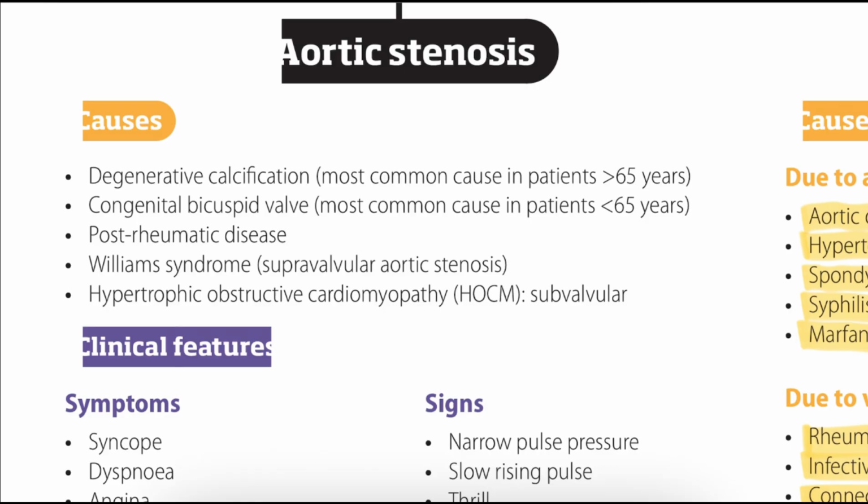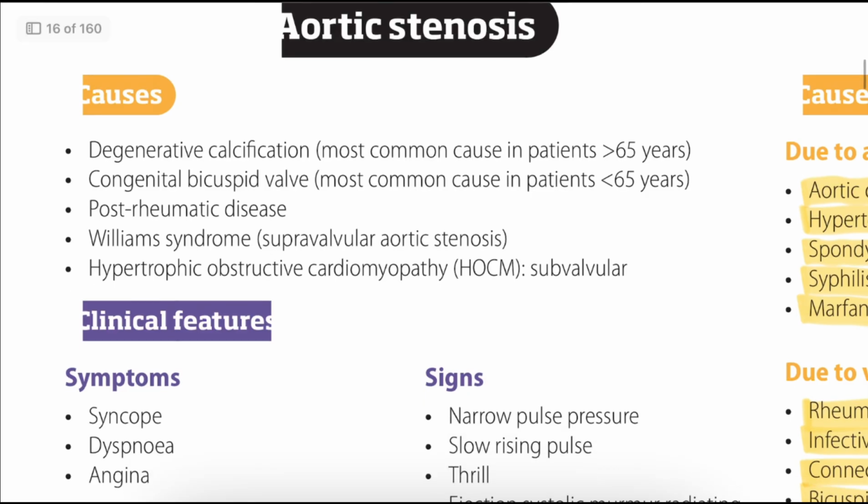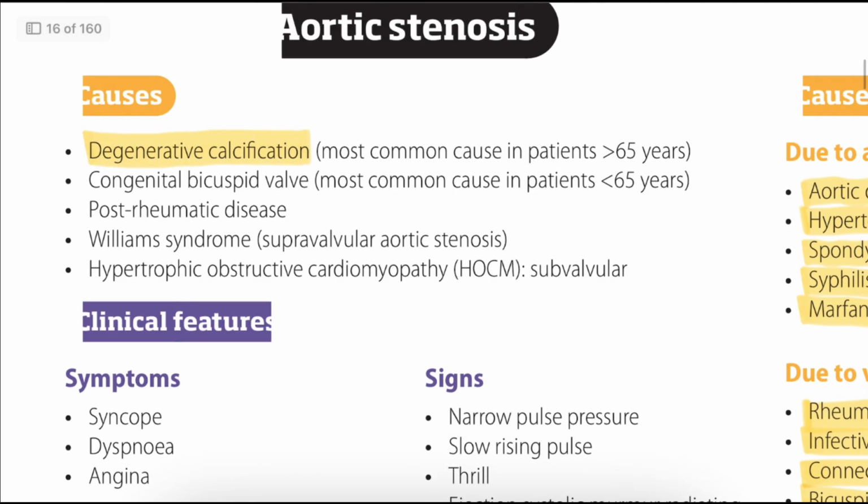Stenosis means narrowing of the aortic valve, causing obstruction of blood flow from the left ventricle to the aorta during systole. Some causes of aortic stenosis: degenerative calcification, the most common cause in patients greater than 65 years. Next, congenital bicuspid valve in younger patients, less than 65 years old. You can also see post-traumatic disease or Williams syndrome, supravalvular aortic stenosis, or hypertrophic obstructive cardiomyopathy also can cause aortic stenosis.